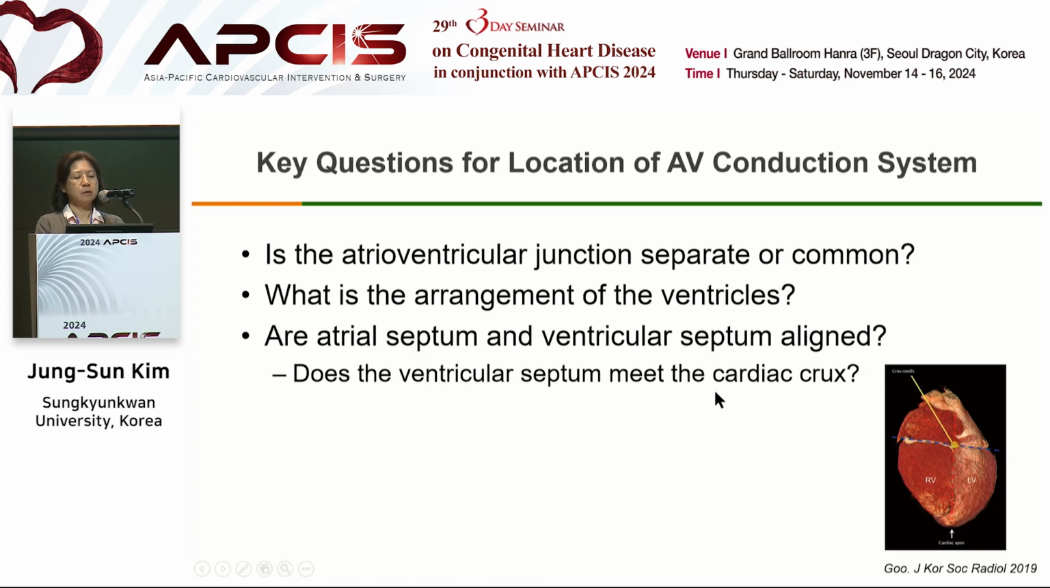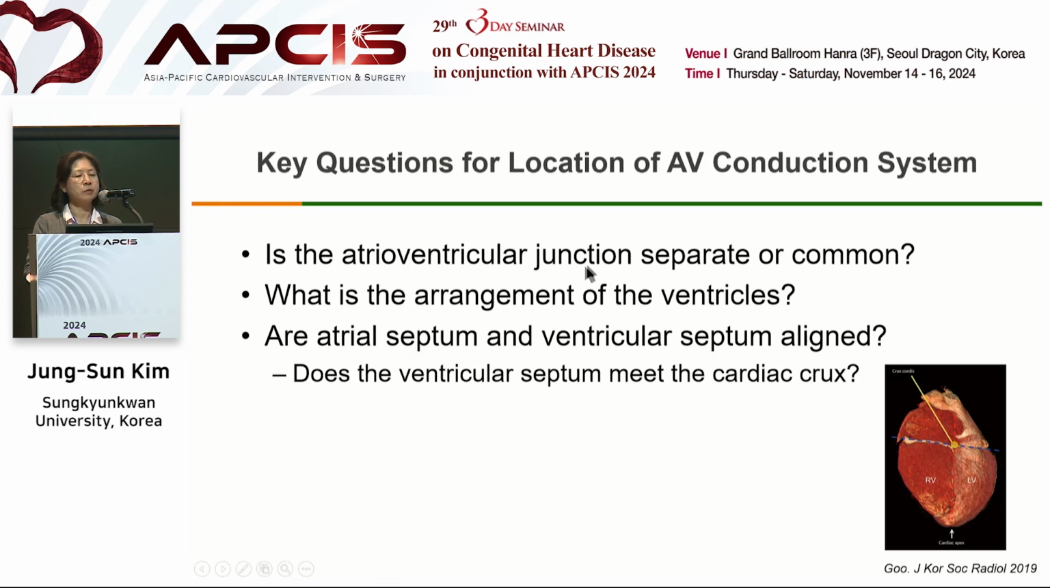Among the segments of the conduction system in hearts with conotruncal anomalies, it would be the position of the atrioventricular conduction tissue that draws your attention. In order to find out the course of the atrioventricular conduction system in those hearts with congenital heart disease, we have to check out some key questions.